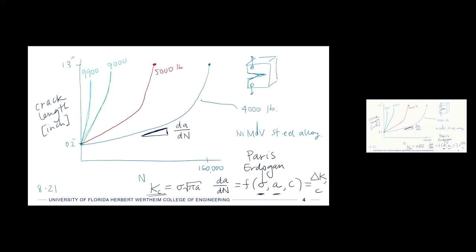Paris law is very famous. It says that dA/dN, the rate of crack growth, is related to some type of experimental parameter, so we'll call it C_PE, the empirical parameter, times the range of fracture toughness that's experienced, to some power n.